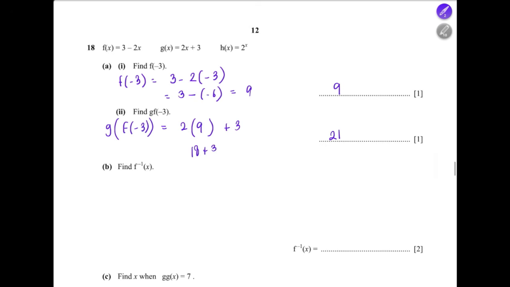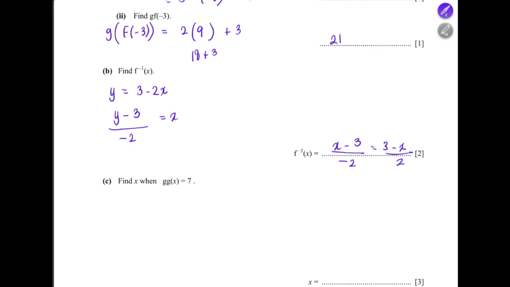Find the inverse of f. Okay, instead of f of x, make y the subject. Y equals 3 minus 2x. So now you have to make x the subject. Y minus 3 divided by negative 2 equals x. So you will remove y and write x there. So x minus 3 divided by negative 2. You can also write this as 3 minus x divided by 2. We just switched the numbers.